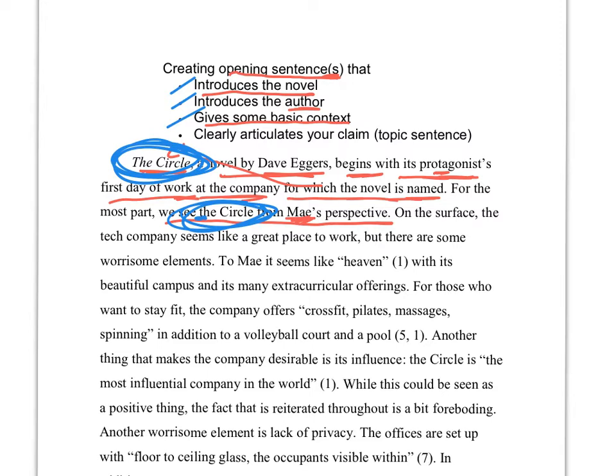Now what we want to make sure we have in these opening sentences is a clear articulation of your claim, what the purpose of the paragraph is, what the central argument is. So in the sample, this shows up here: "On the surface, the tech company seems like a great place to work, but there are some worrisome elements." So from that, I get it. As a reader, I know what the argument is going to be about. I know exactly where it's going, what we're going to argue here.